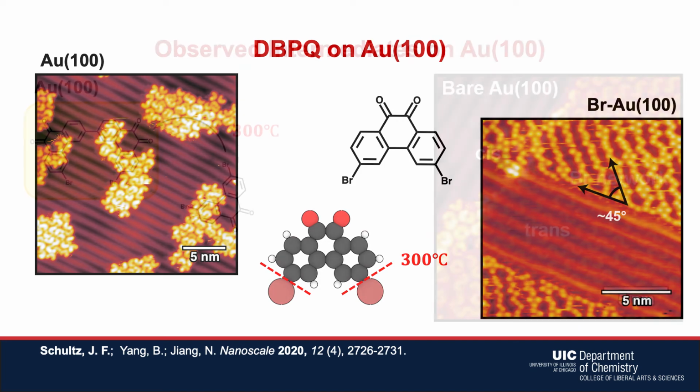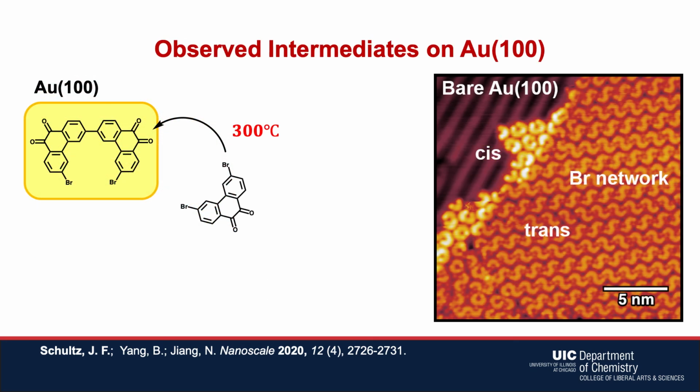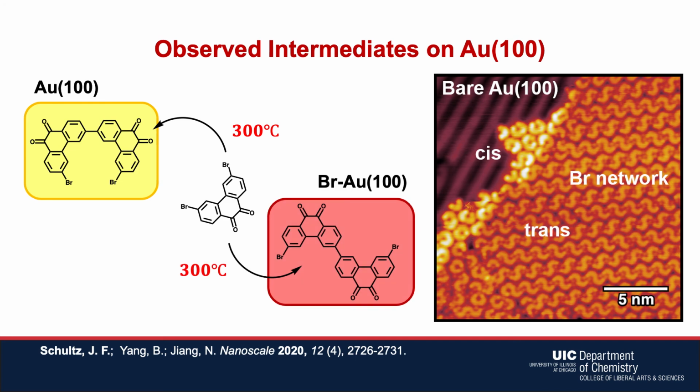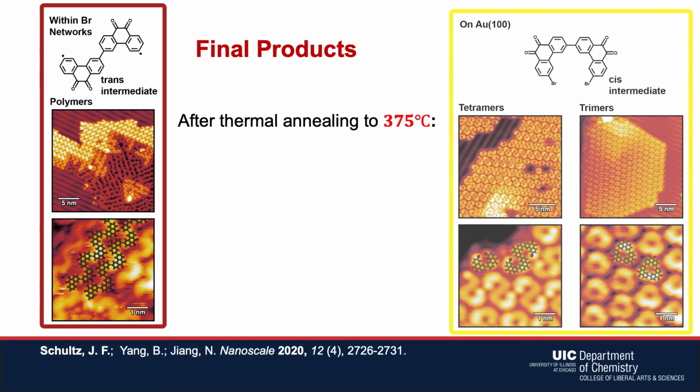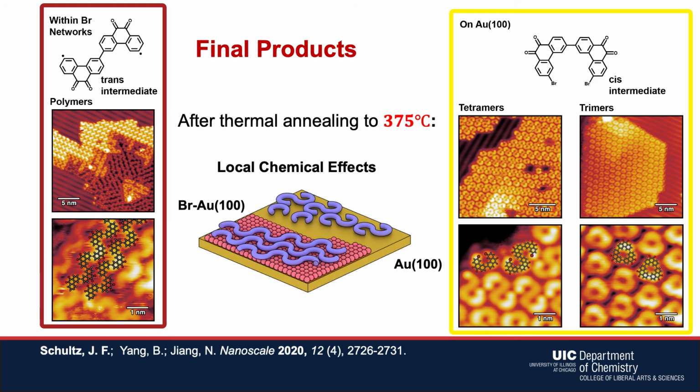Cis dimers formed on the bare gold surface, while trans dimers were observed within bromine networks, with near-total selectivity. With an increase in the annealing temperature to 375 degrees Celsius, polymeric chains were found to propagate from the bromine networks, while the cis dimers were found to terminate at S-shaped tetramers due to steric hindrance, suggesting the potential to purposefully use adsorbed leaving groups as a tool to steer bottom-up fabrication methods.